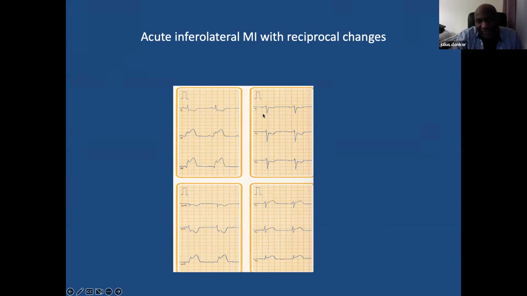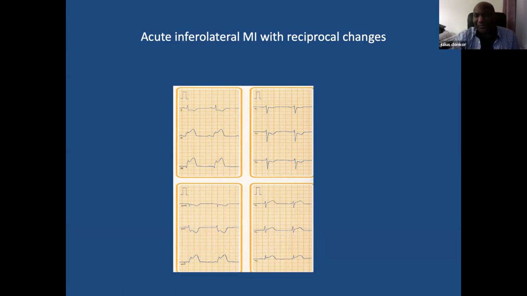Why? Because you've got ST depression in your V1 to V3. And if you put that upside down, you see that it will be slight ST depression there. So forget about that. This is an inferior posterior MI more than anything. Is that all right? Yeah, okay.